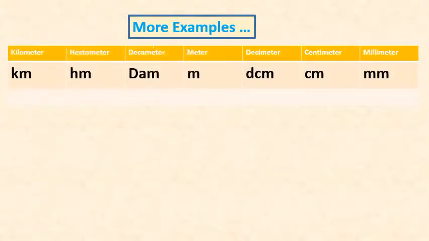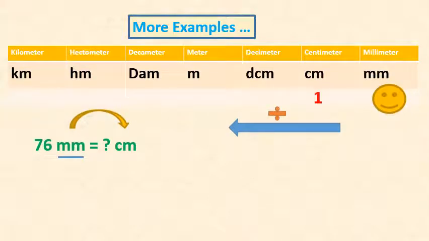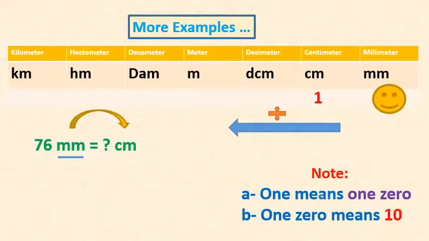More examples. And this is again the table. This is the question. 76 millimeters equals how much in centimeters? Where are we on the table? In millimeters. Where are we going? To centimeters. So put a smiling face in the millimeters. We're going to centimeters. That's 1 place, 1 place to the back. It means what are we doing? We are dividing. We should be dividing by which number? We should be dividing by 10.